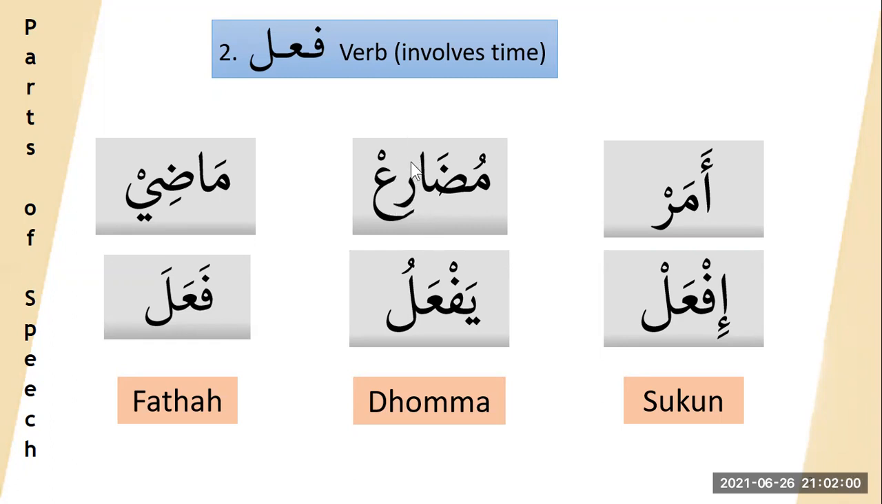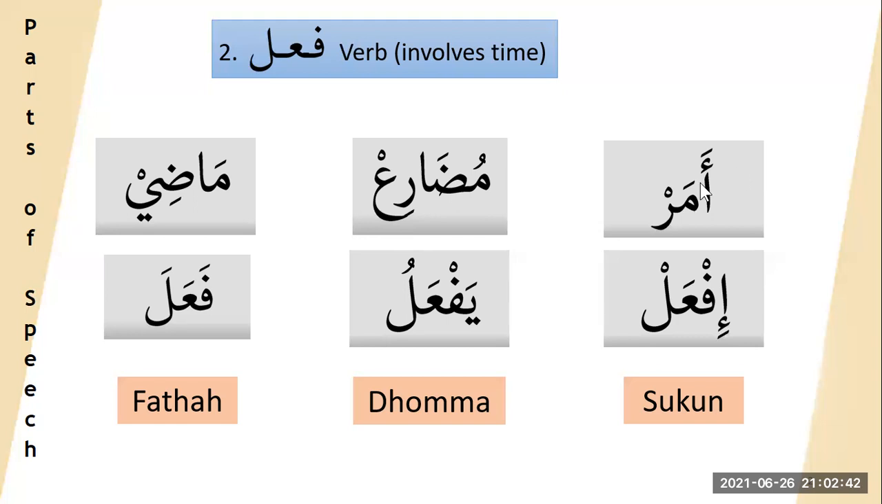And how do you recognize mudari? With a dhamma on the last letter, especially yaf'alu, nasaru, darabu, yasma'u, all those. So it's a dhamma on the last letter. That's how you recognize the mudari. The English translation would be imperfect tense. Imperfect, meaning something that is still ongoing, or something in the future that has not been completed. So that's why mudari is called imperfect tense.